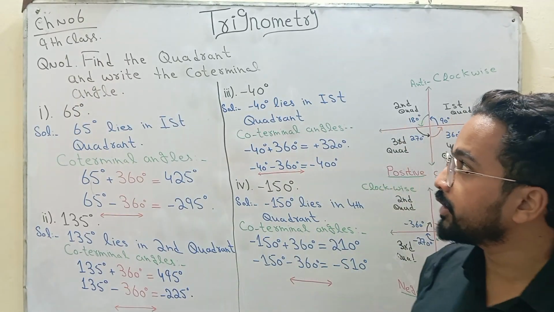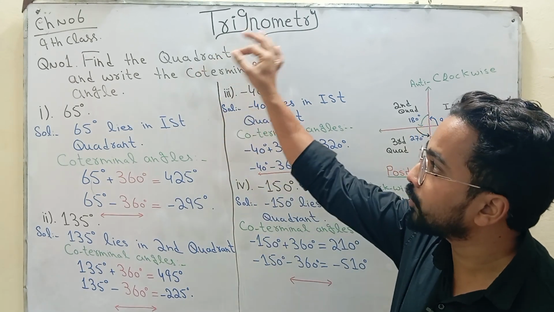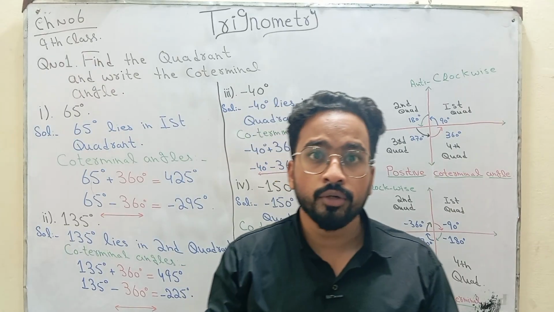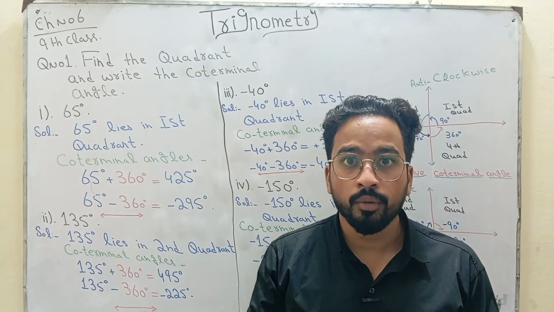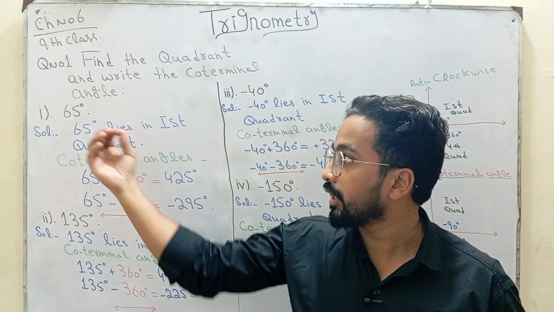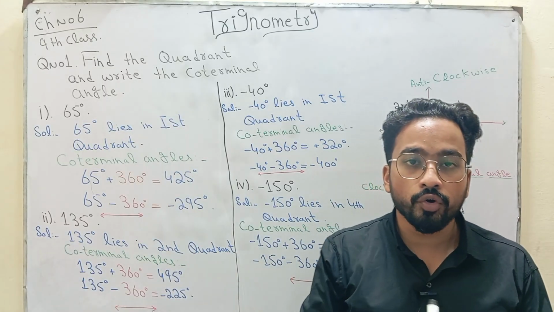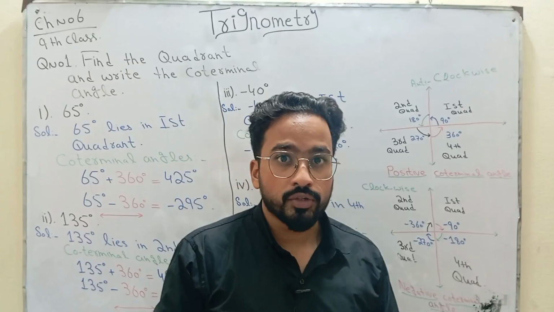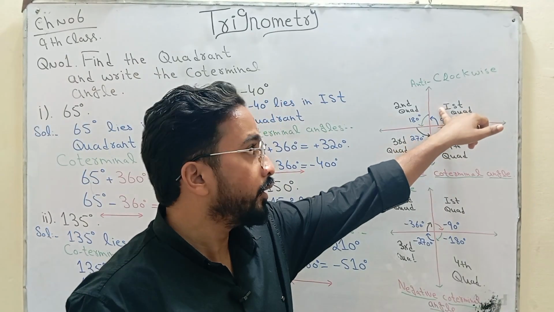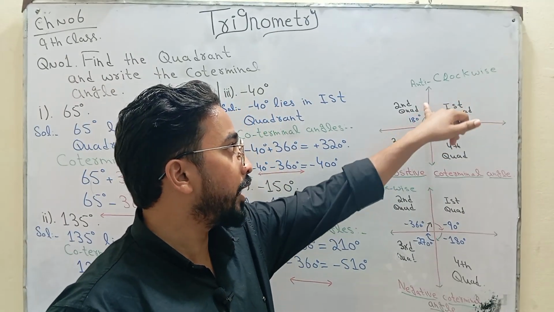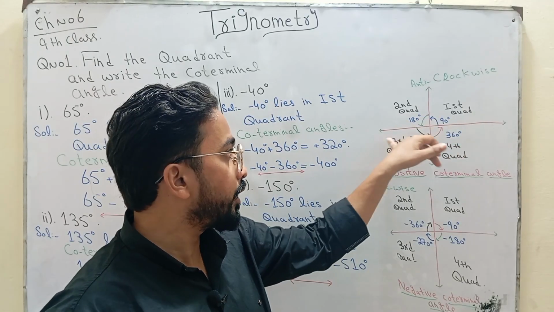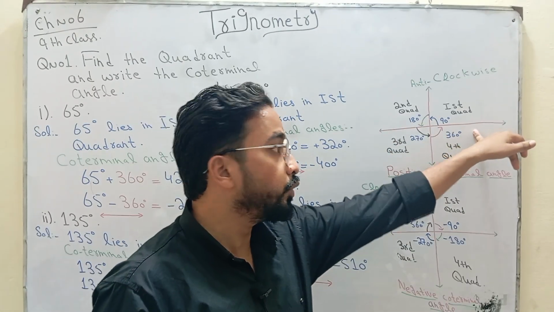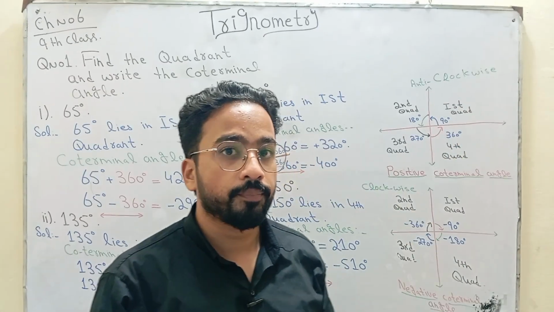In question number 1, it says find the quadrant and write the coterminal angle. He asked us to find the coterminal angles and in which quadrant the given angle lies. In the previous lecture we discussed the quadrants. The first quadrant has 0 to 90 degrees, the second quadrant has 90 to 180 degrees, the third quadrant has 180 to 270 degrees, and the fourth quadrant has 270 to 360 degrees.